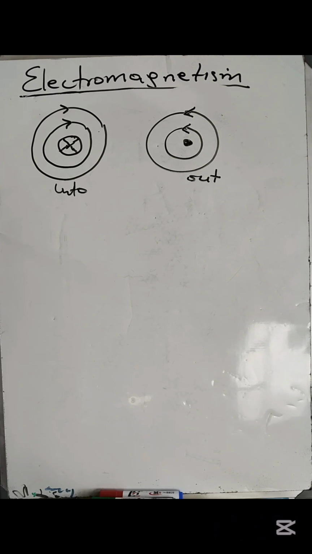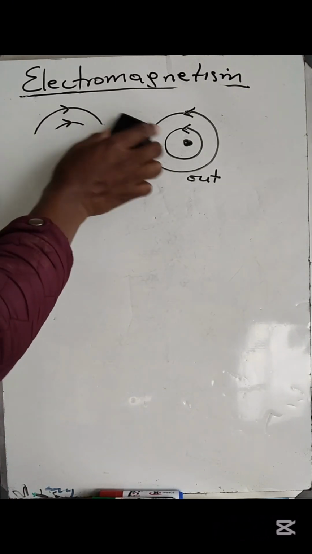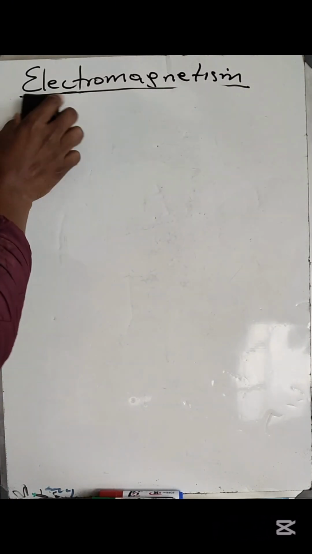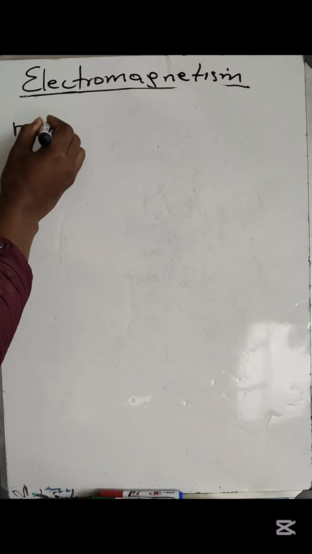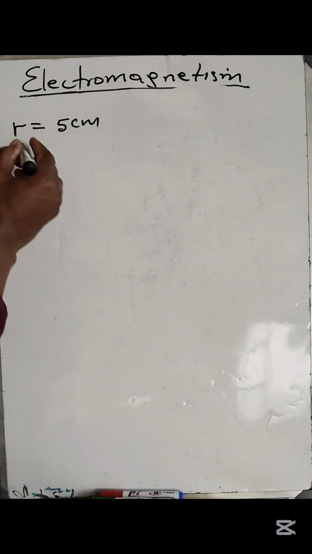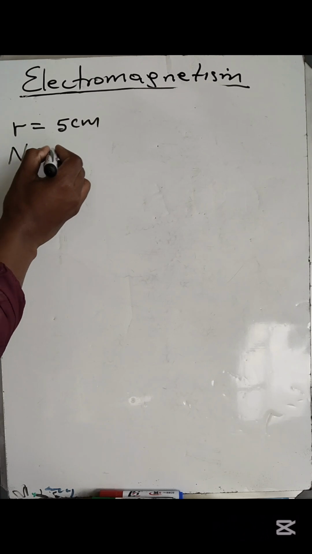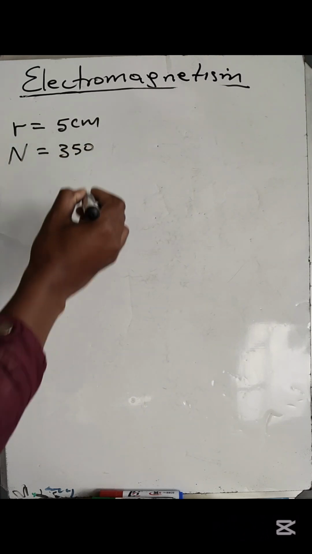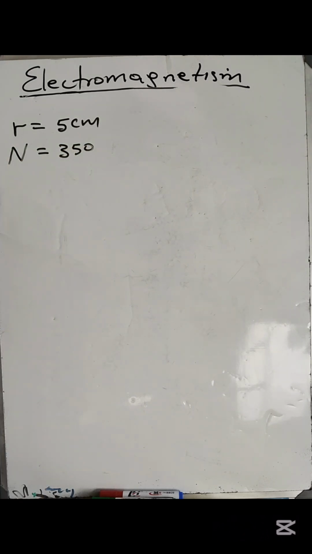Now let's go straight to the calculations. A solenoid with a radius r of 5 centimeters and 350 turns, number of turns 350, is pulled out of a magnetic field.